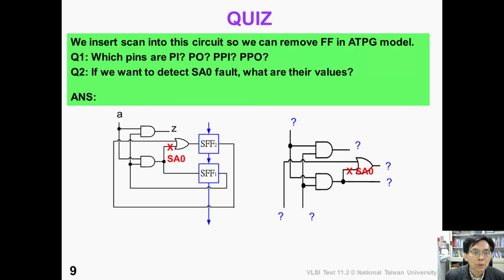Now it's time for you to work on a quiz. Suppose we insert the scan chain into the circuit, so we can actually remove them in the ATPG. Please tell me which of the pins are primary input, primary output, pseudo-primary input, and pseudo-primary output. Question number 2. If we want to detect this stuck-at-0/4, what are the values of this question mark? Please pause the video and work on this quiz.